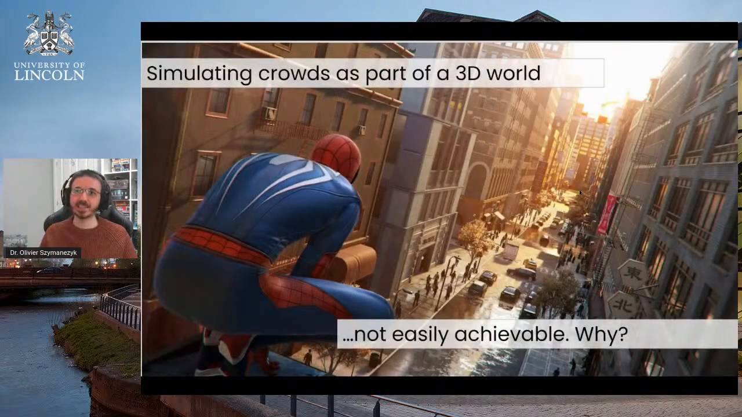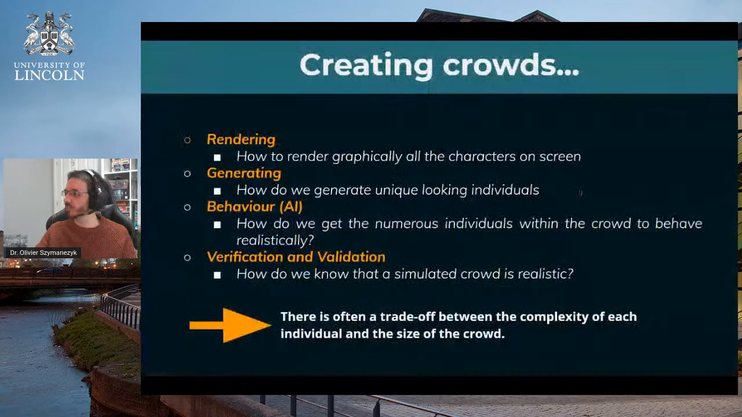However, as I mentioned, it's still a very challenging task, and there's no real off-the-shelf solution for simulating crowds. As I mentioned, in Call of Duty, it's just a couple of scripts. It's just doing the same stuff over and over again. Still plenty of questions, stuff like we have to think about rendering, we have to think about generation, we have to think about behavior, we have to think about verification and validation.